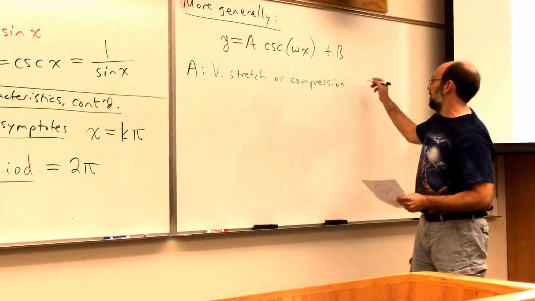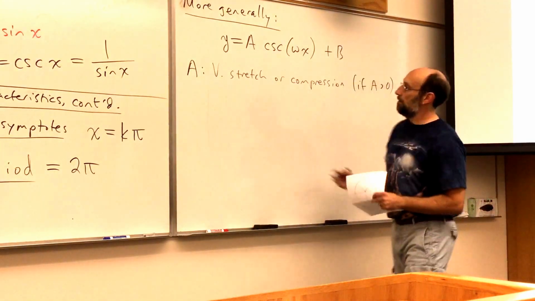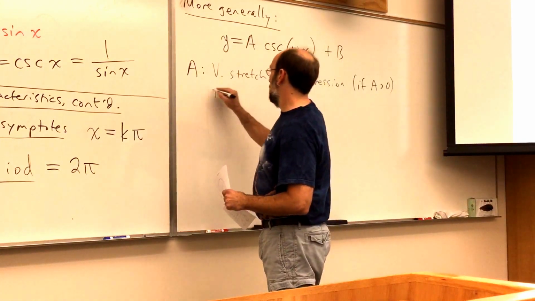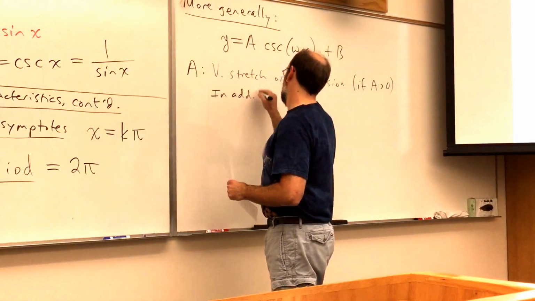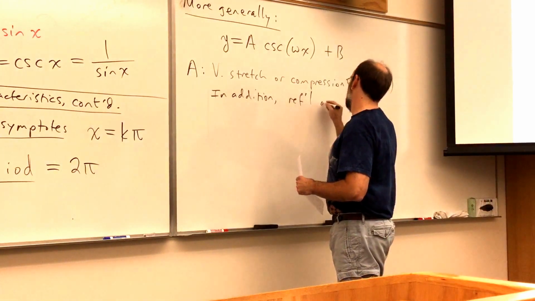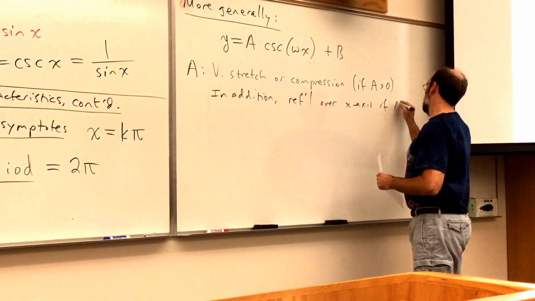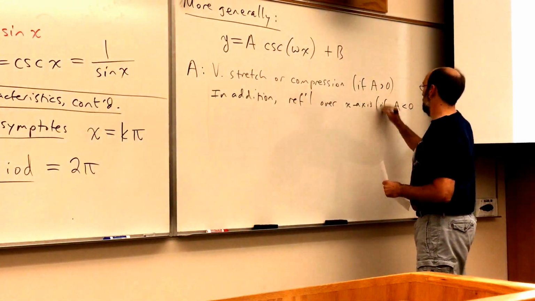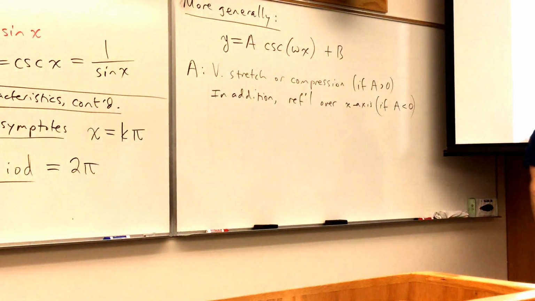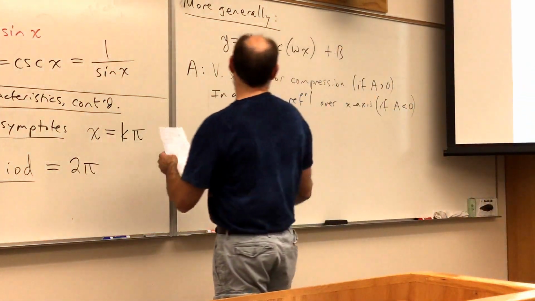If a is greater than 0. In addition, reflection over the x-axis if a is less than 0. So then we also have our omega.